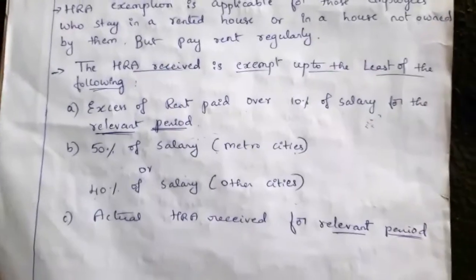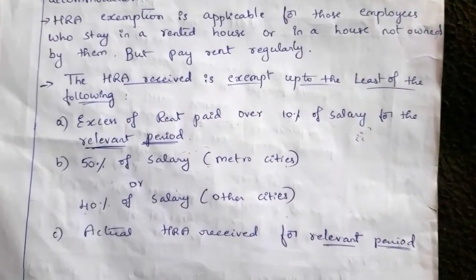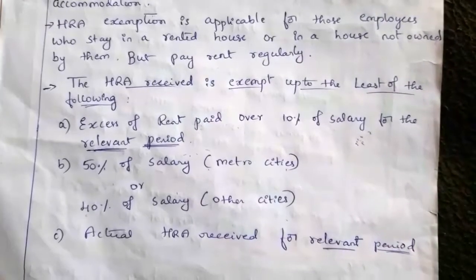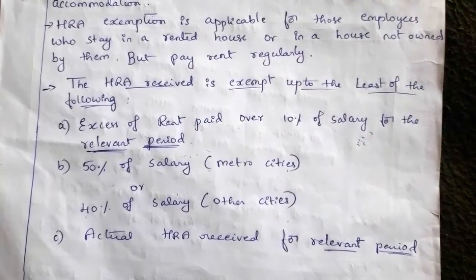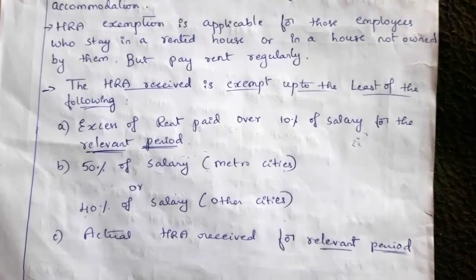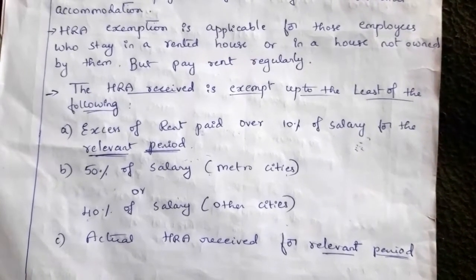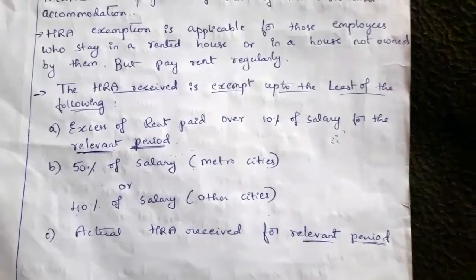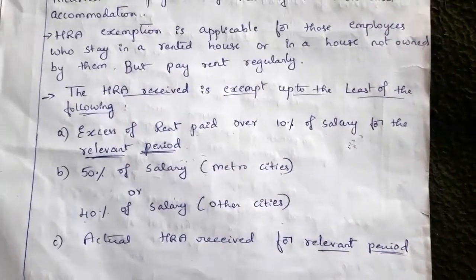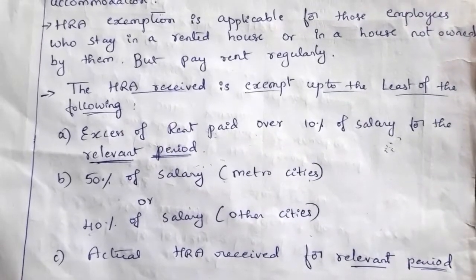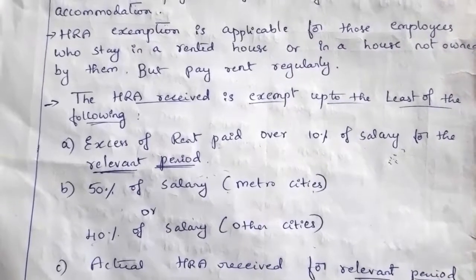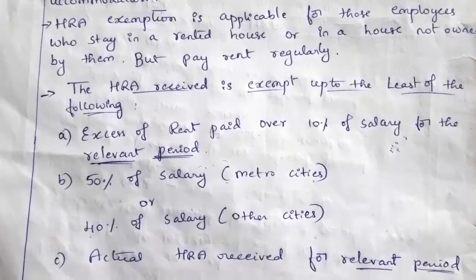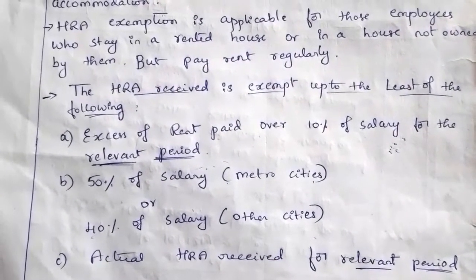The exemption conditions or criteria are: we have to take the excess of rent paid over 10% of salary for the relevant period, or 50% of salary in case of a metro city or 40% of salary in case of other cities, or the actual HRA received for the relevant period. Among these three criteria, whichever is least is the exemption that can be claimed under Section 10(13A) of the Income Tax Act.